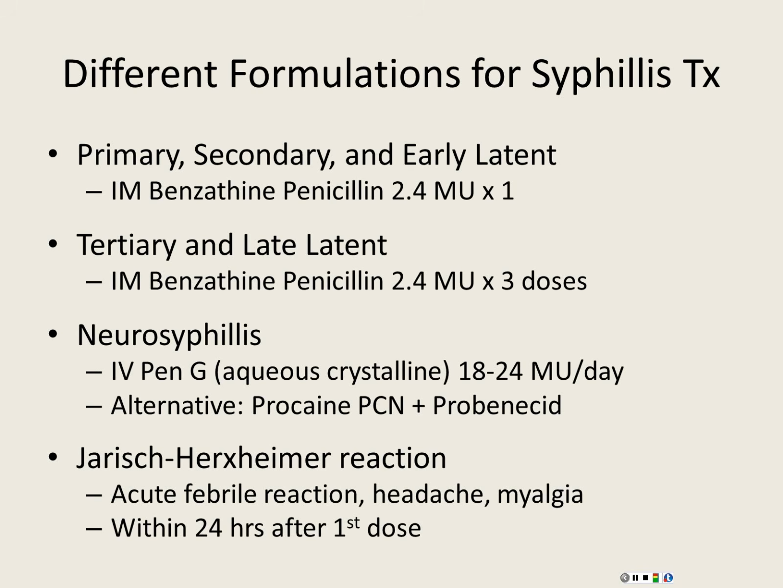For neurosyphilis, it's a completely different product. It's IV Pen-G, 18 to 24 million units a day. And an alternative would be procaine penicillin, which is a short-acting intramuscular penicillin, with probenecid.